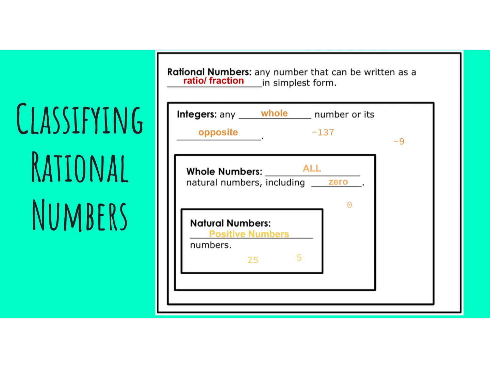So let's really define this. If you're taking notes, you should make sure you write down that the natural numbers, we said, are all positive numbers, such as 5 and 25. Whole numbers are all the natural numbers, including 0. Integers are whole numbers, or their opposites, such as negative 137 or negative 9. Notice there are no decimals, no fractions. And then we have rational numbers. That's any number that can be written as a fraction in simplest form.